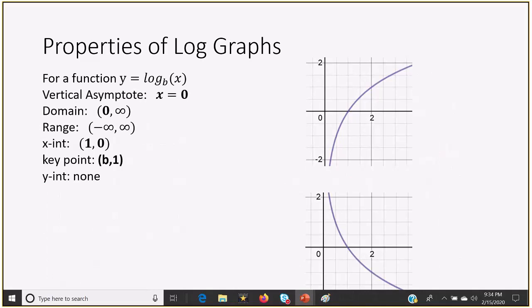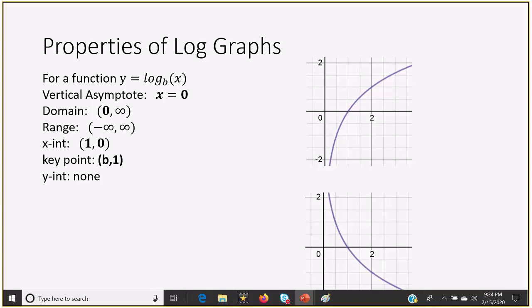Now to talk about all the properties, just like we talked about them when we were dealing with an exponential. If I have a function y equals log base b of x, my vertical asymptote is going to be x is equal to 0, which makes sense because my domain is 0 to infinity. My range will be negative infinity to infinity. My x-intercept is going to be (1, 0), and this would be true regardless of what your base is.